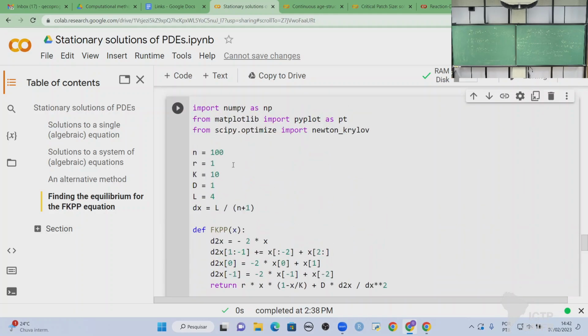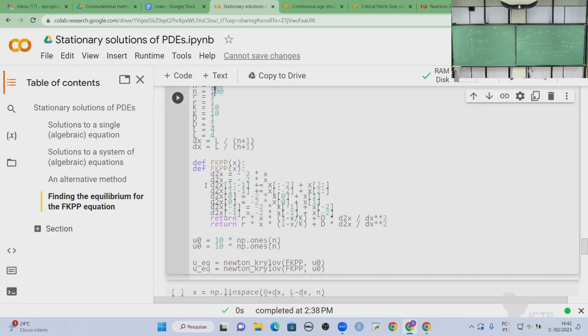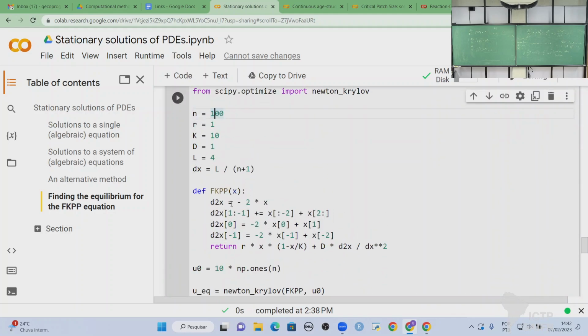You see that I chose n equals 100, so it's a lot of points. This is a system with 100 variables, 100 equations. This looks pretty hard, or not? Solving a system with 100 equations. Yes or no? What do you think? Difficult numerical problem or easy?